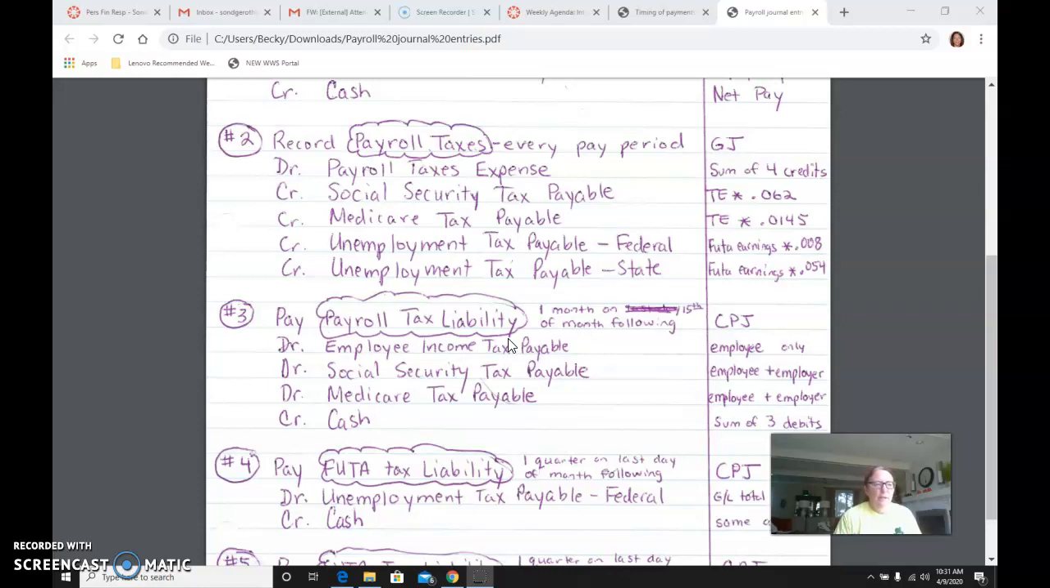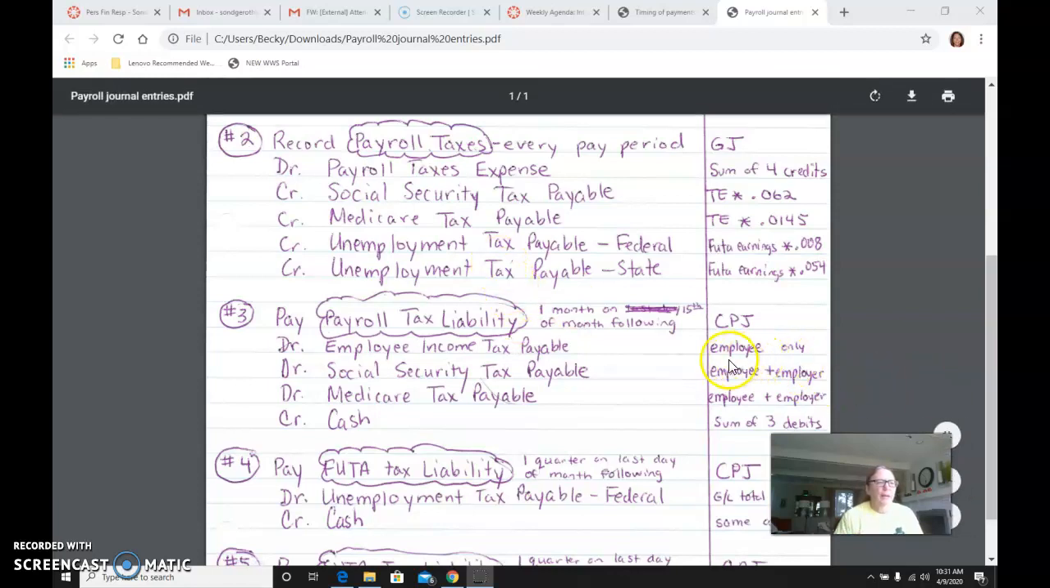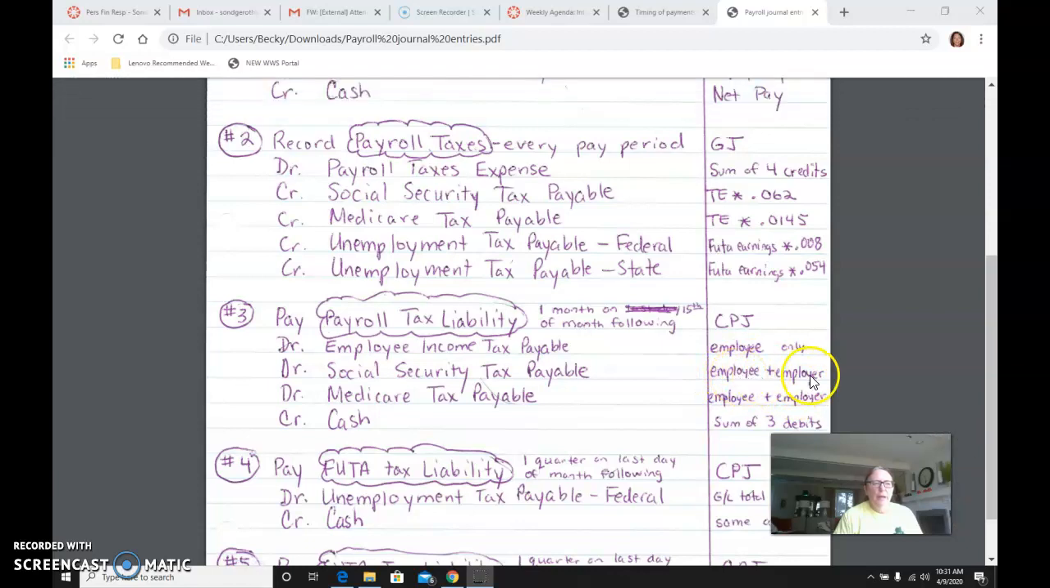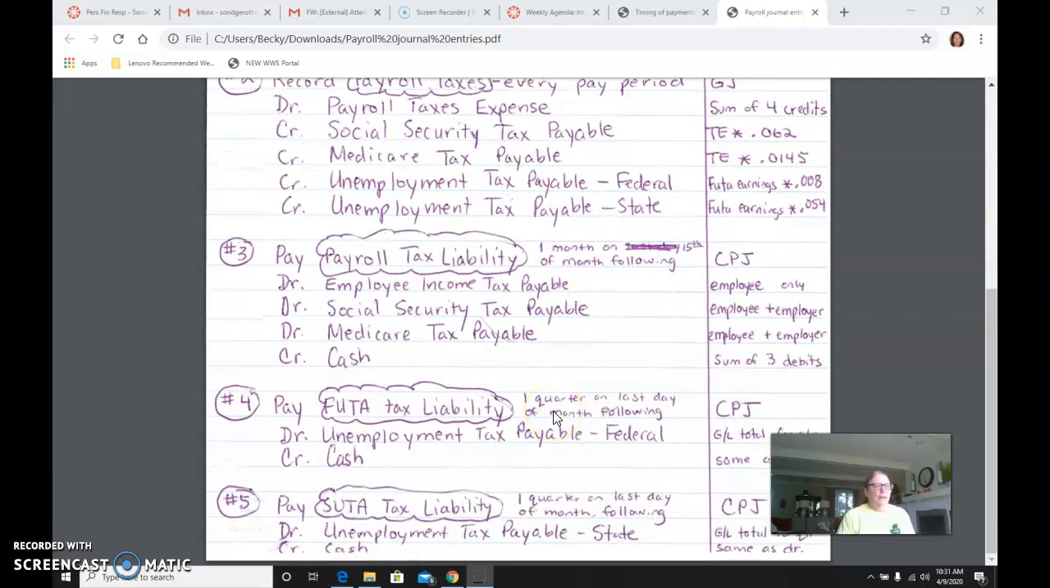So if the month ends June 30th, then I would pay it by July 15th. And the debit to the employee income tax payable is only the employee portion from entry number 1. The Social Security and Medicare is the employee and employer, so from entry number 1 for the employee portion, and then entry number 2 for the employer portion of the tax. And then the 4th and 5th entry, same kind of thing.